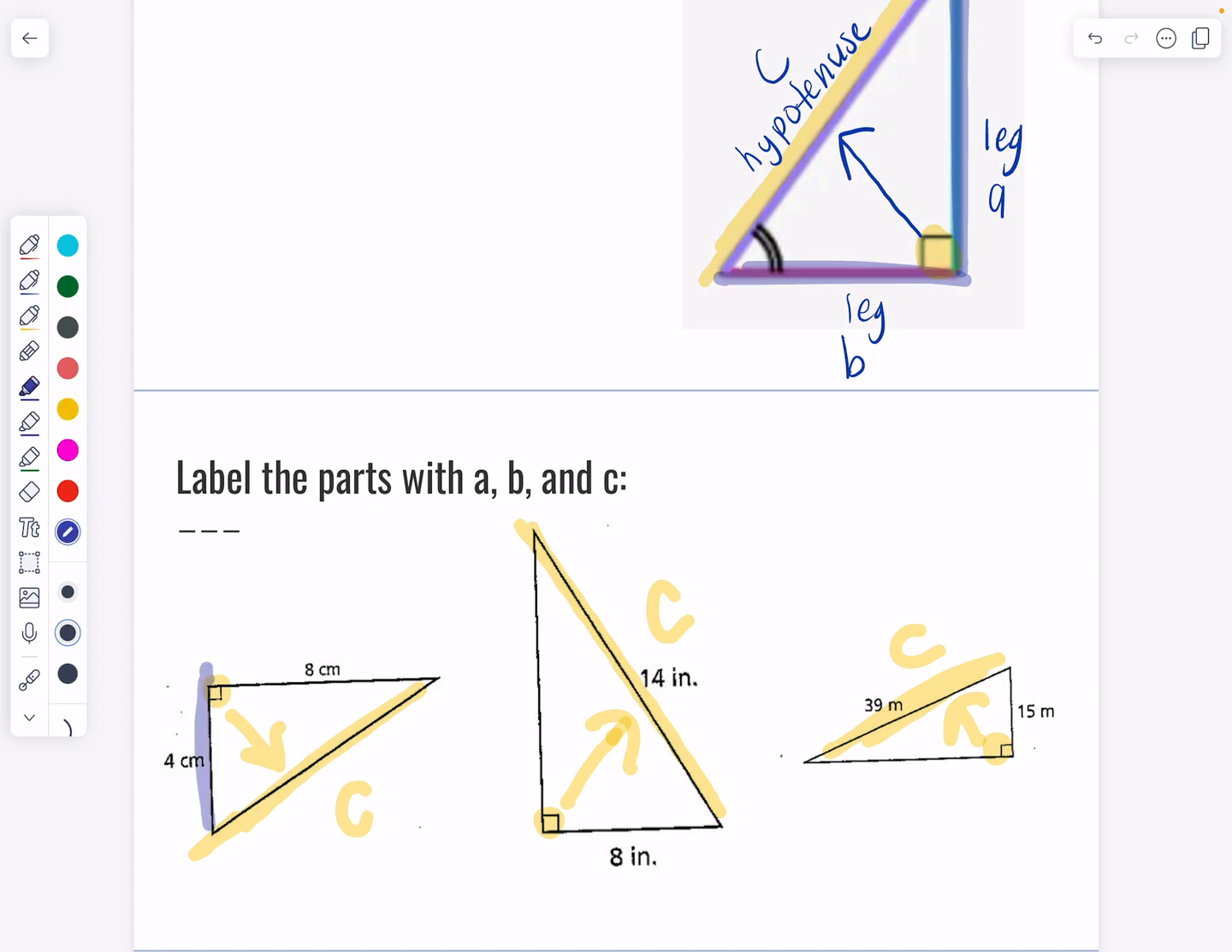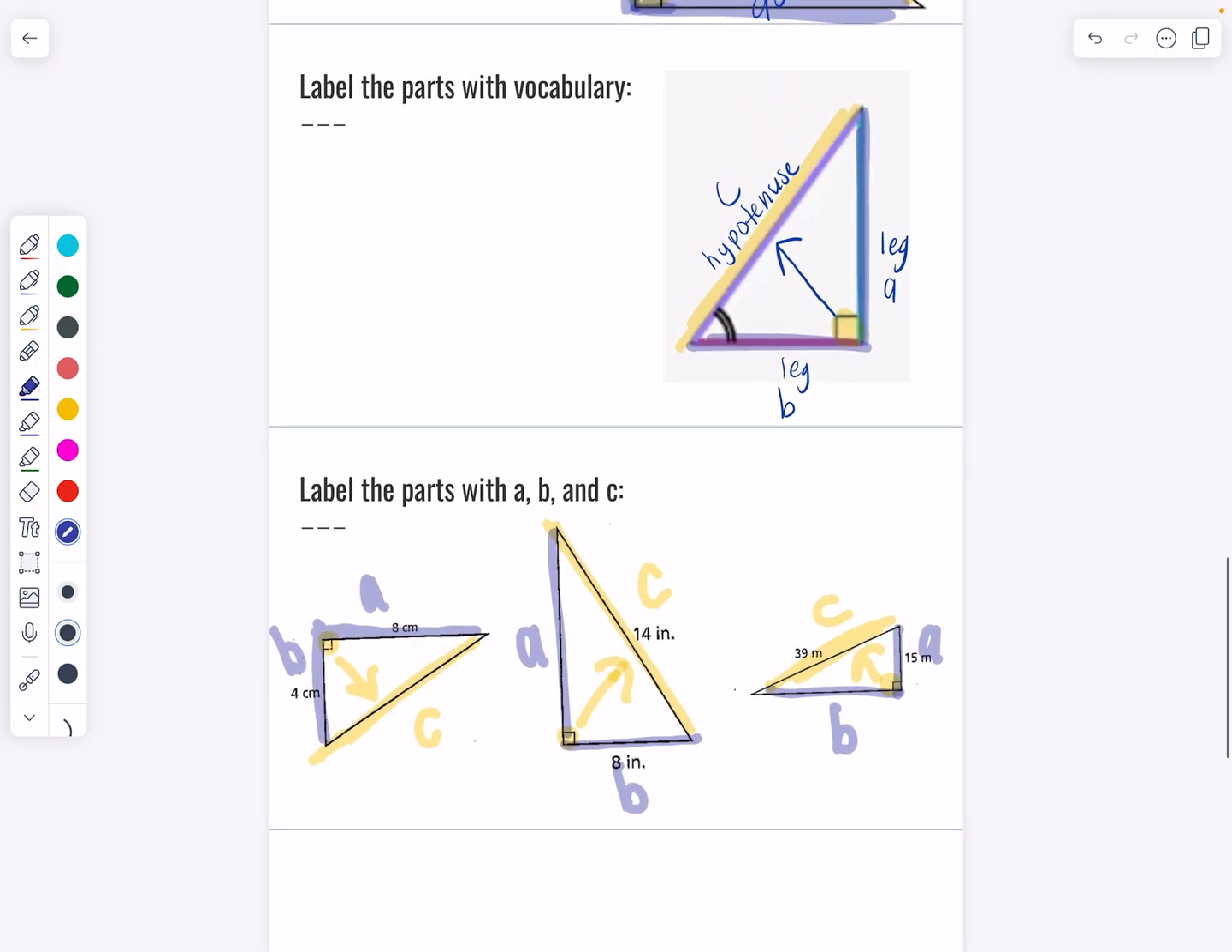The other two pieces are going to be the legs. And we're going to label those with an A and a B. Doesn't matter which one is A and which one is B. But those two legs are going to be labeled with an A and a B, and those are the ones touching the right angle. So this is A and B.